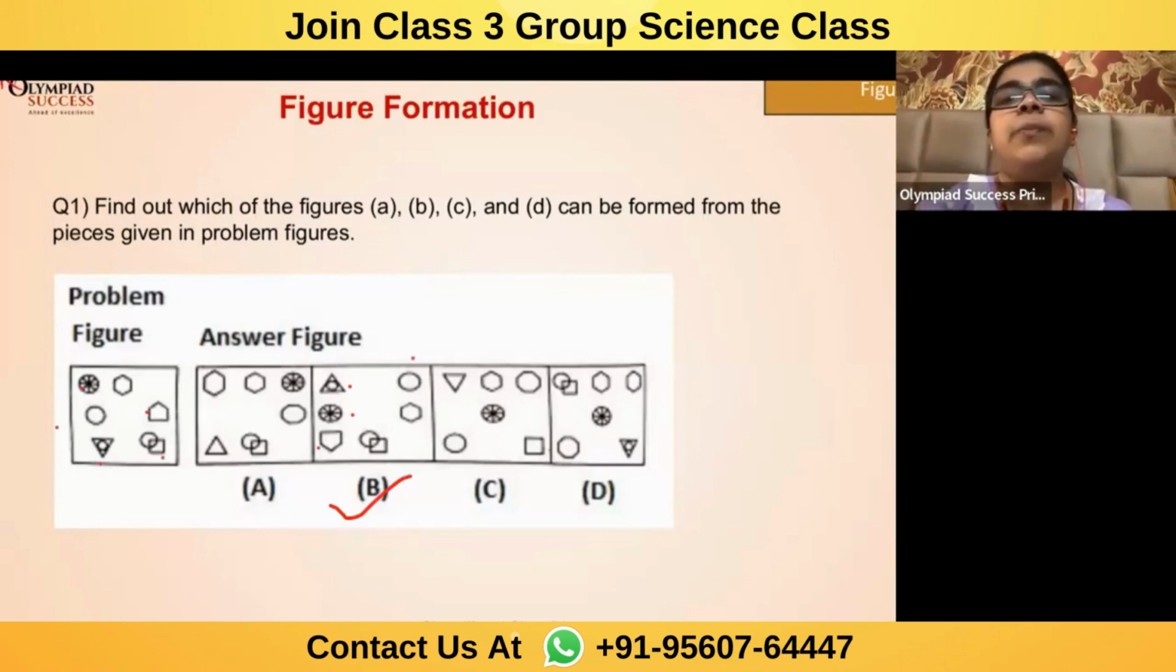overlapping, hexagon, hexagon. That is a complete figure. So that is how figure formation questions are done. Thank you, Kirtana. Yes, Aditya. Now tell me, what is the problem here?